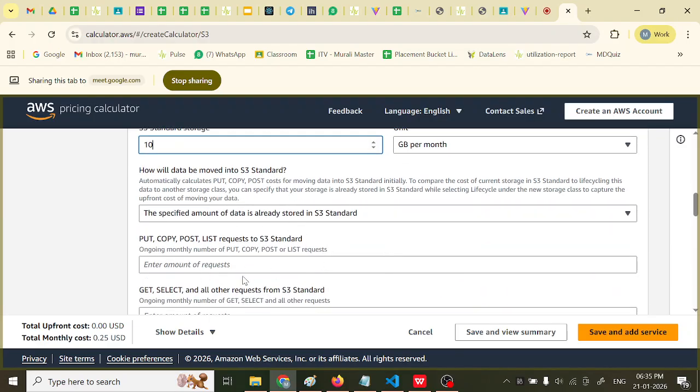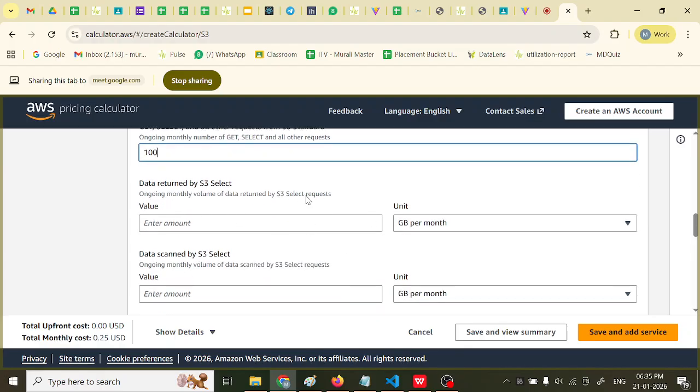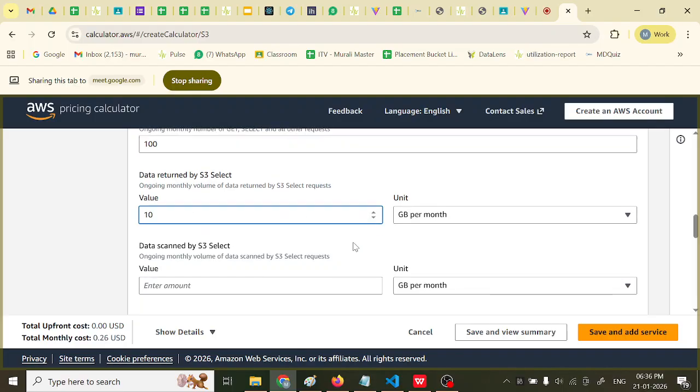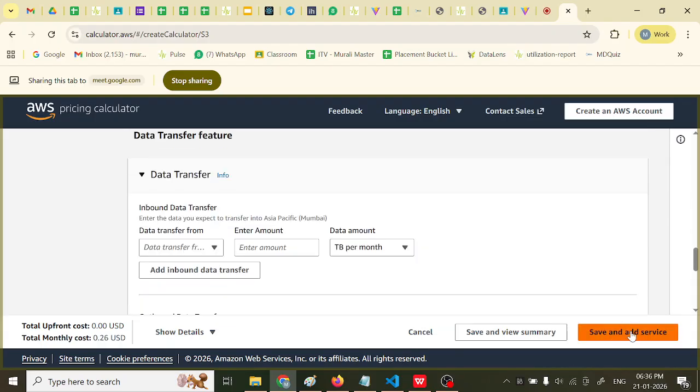Then PUT, COPY, POST requests. How many requests will you get for PUT, COPY, POST, LIST and all? That is for the developer. So that I will also mention as 10. GET requests are for the users. How many users will come? Let us take 100 requests. Then what volume is returned by S3? Again monthly, how much you want, you can mention. These are all optional only. If you want you can give, or else it will automatically get selected. Then you just click save and add service.